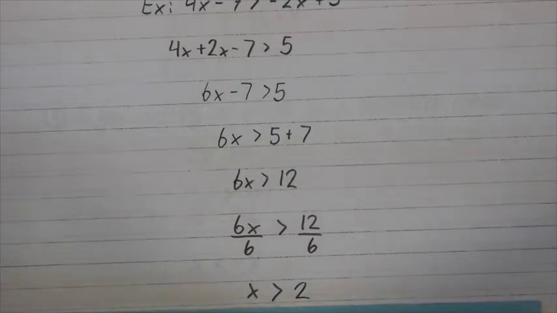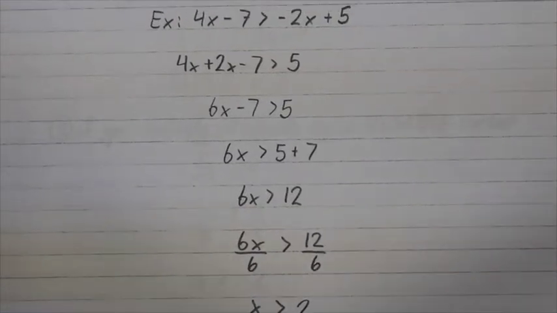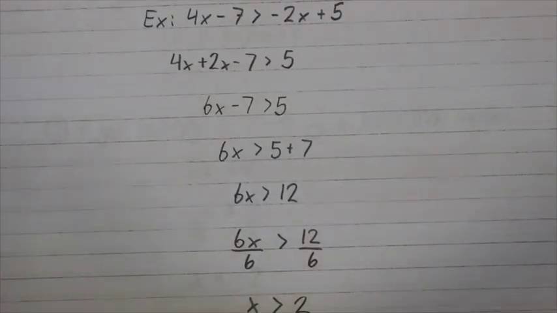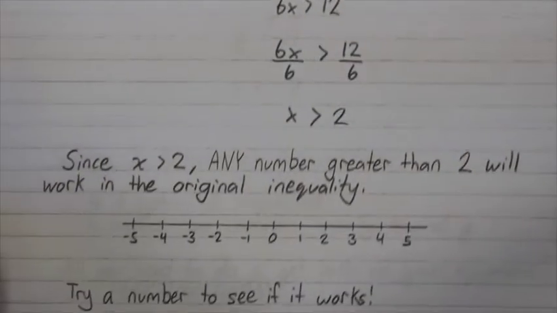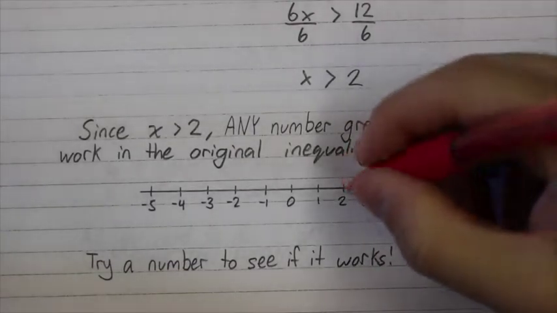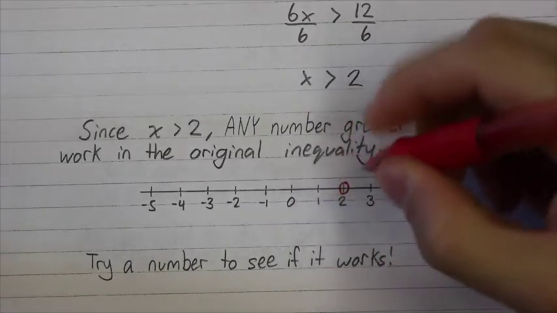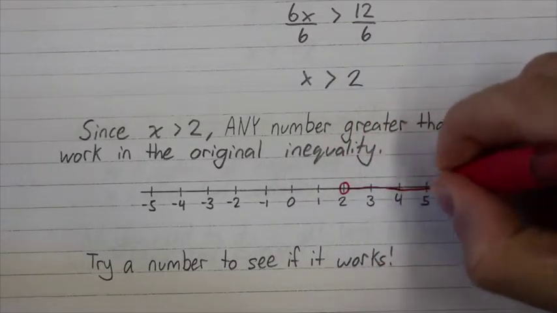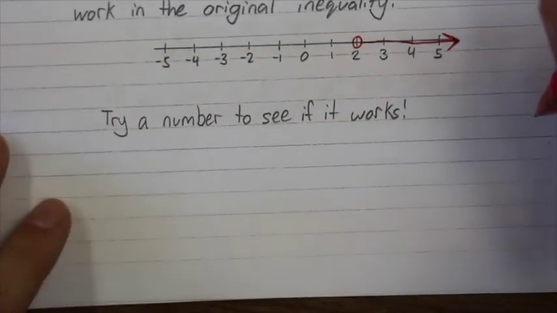This means, and if you go ahead and draw this on a number line, 2 is not included in this solution. It's an open point, not included in this solution, but any number greater than 2 is. Any number greater than 2 will satisfy this solution, and we can check that ourselves. So since x is greater than 2, any number greater than 2 will work in the original inequality. So, will 2 work? No. But any number greater than 2, absolutely. So here is our set of solutions. So try out a number for yourself and see if it works.